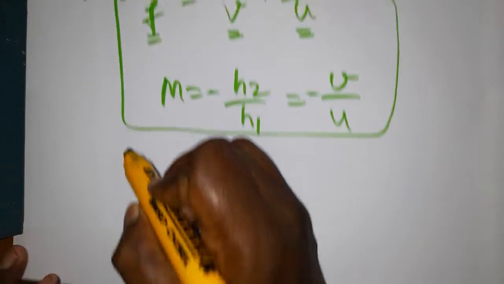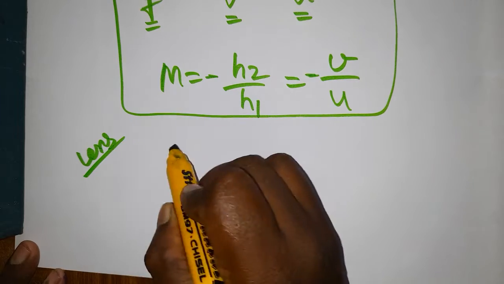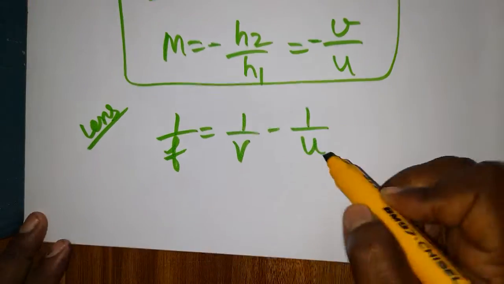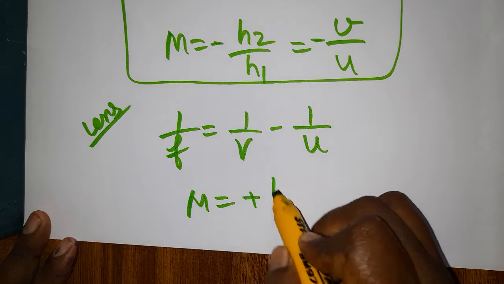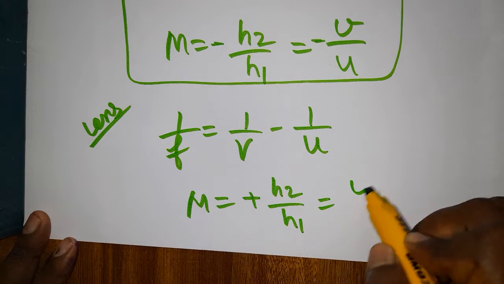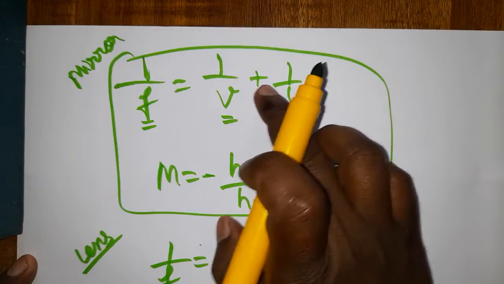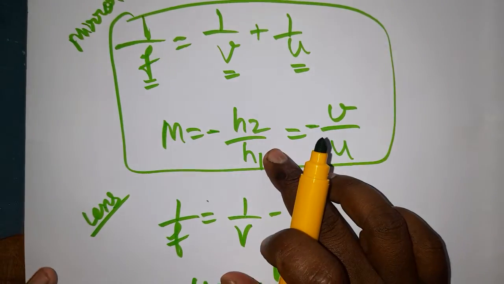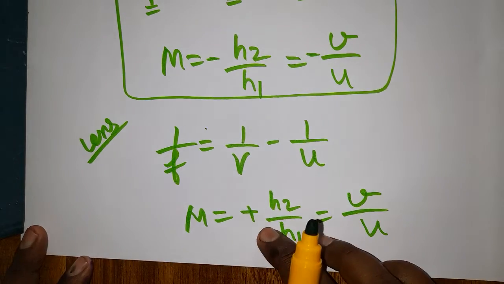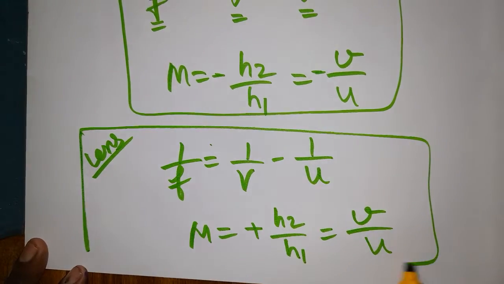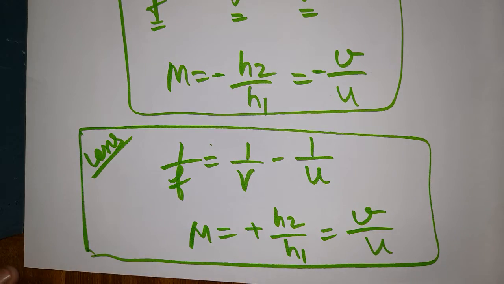What about the lens formula? The lens formula is very simple. 1 by F is equal to 1 by V minus 1 by U. Magnification is equal to H2 divided by H1, same as V divided by U. Observe this lens formula and mirror formula. If there is plus in between, the magnification has minus. If there is minus in between, the magnification has plus. Very simple logic. You can easily remember the formulas.